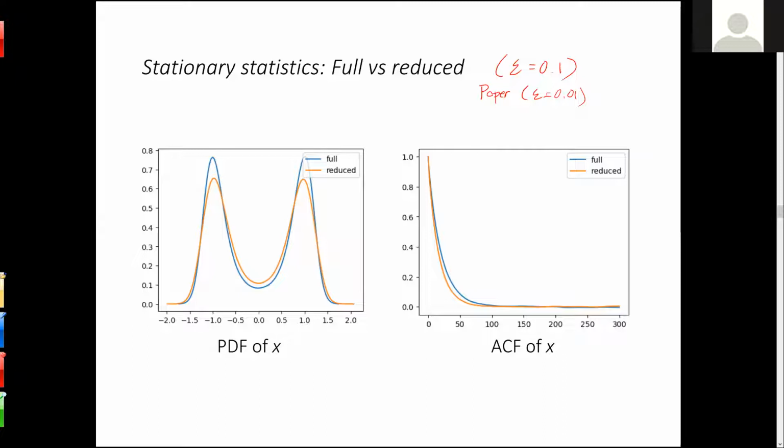The right diagram gives you the PDF of the full system. That is when I run the system, including the y variables, and the reduced system, which is my stochastic differential equation, where I estimate the parameter sigma. However, the autocorrelation function of the reduced model seems to be a good approximation of the full model.